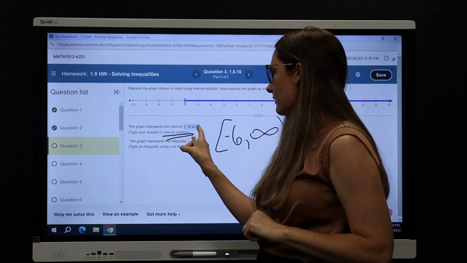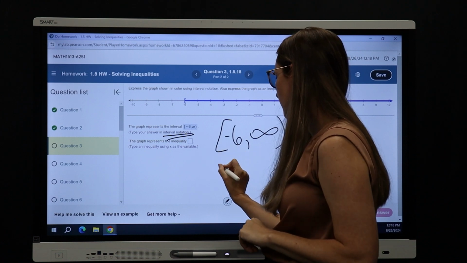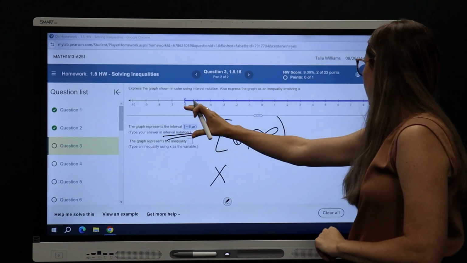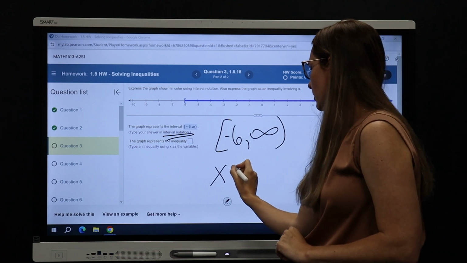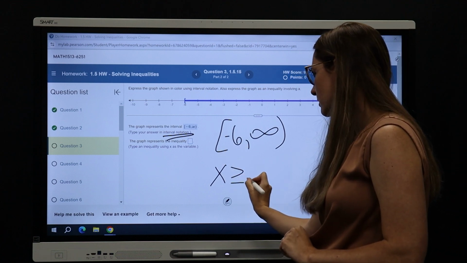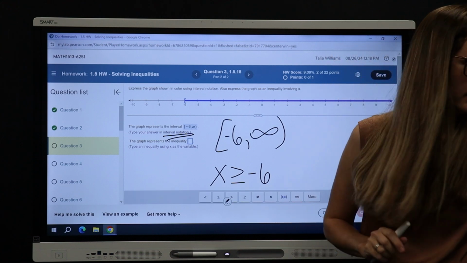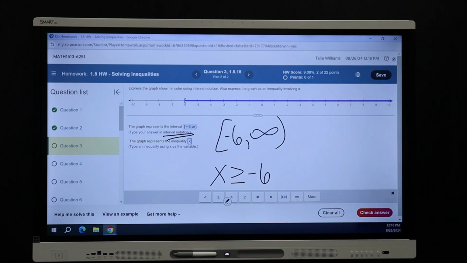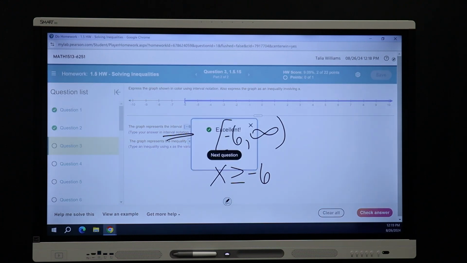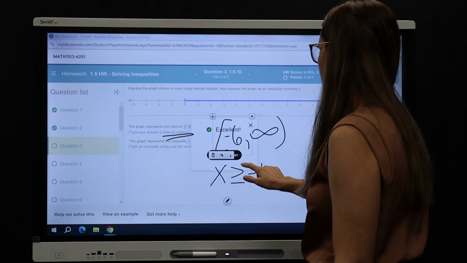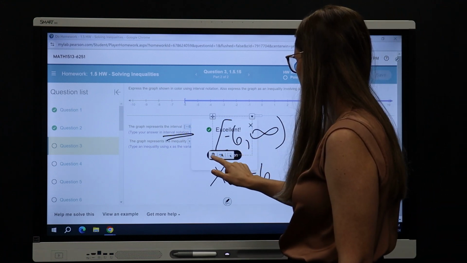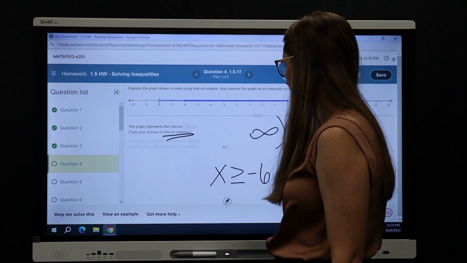Okay, and then our inequality here is going to be x. It goes this way, so greater than, brackets, equal to, -6. X is greater than or equal to -6. I probably did one of each of these problems, like each sign.